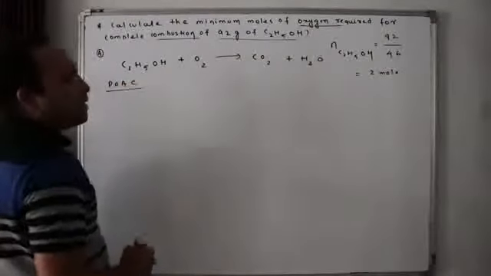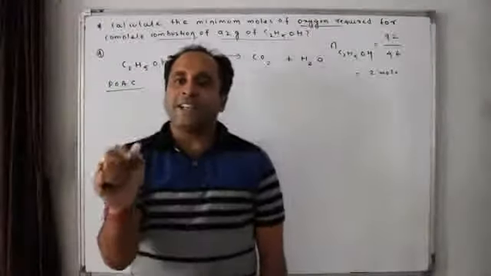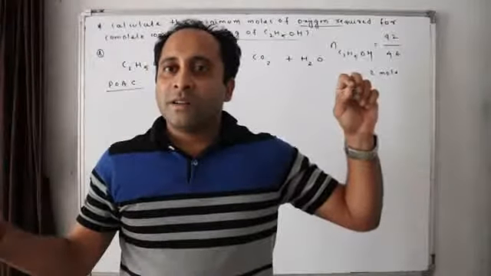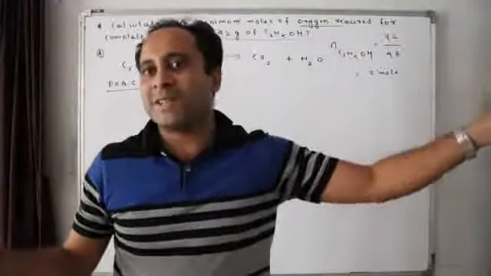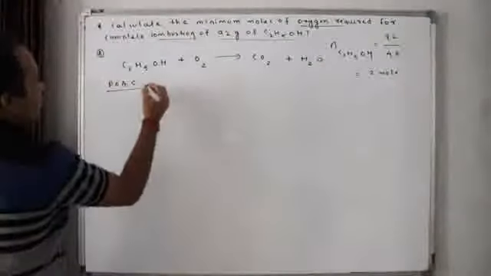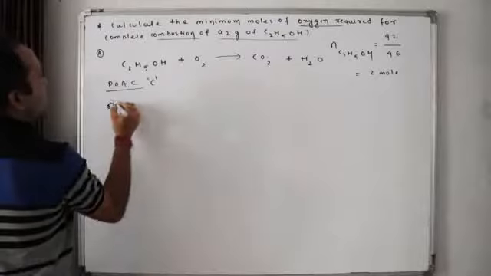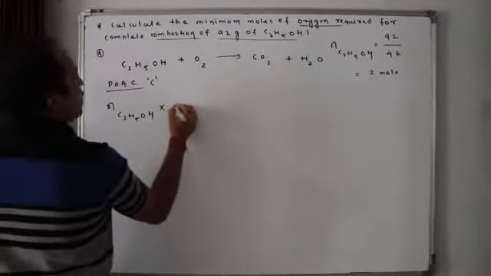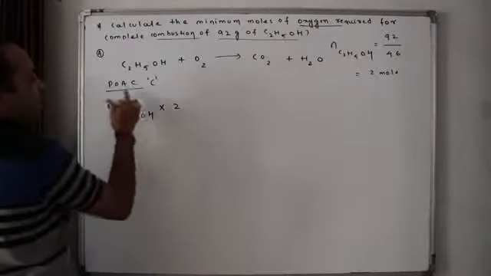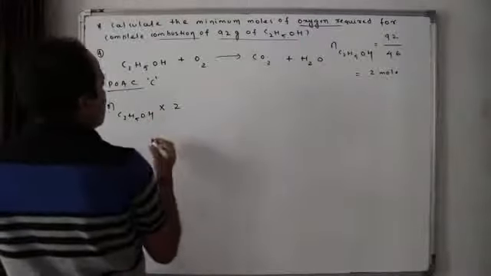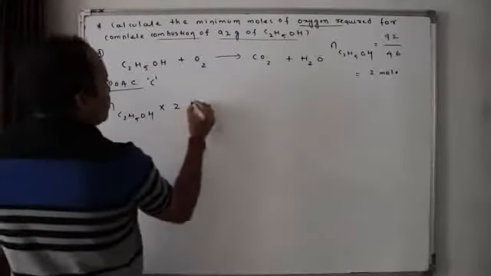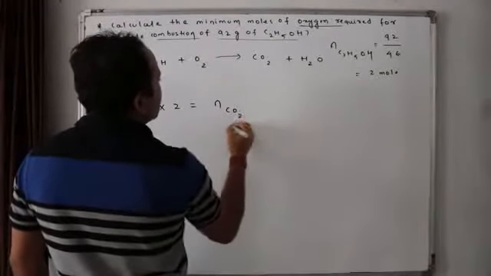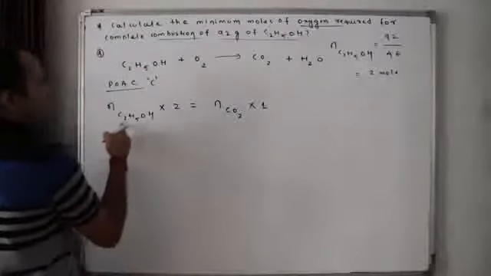What is POSC? Again I'll say, POSC means the number of atoms of a particular element on the right hand side will be equal to the number of atoms of that particular element on the left hand side. How can I calculate? First POSC of carbon: number of moles of C2H5OH, because it contains carbon, into the number of times the carbon exists in it. So I can find the total number of carbon atoms. Yes or no? N of C2H5OH into 2 is equal to N of CO2 into 1.